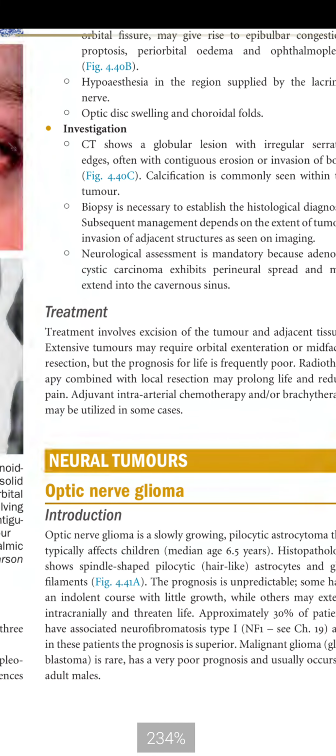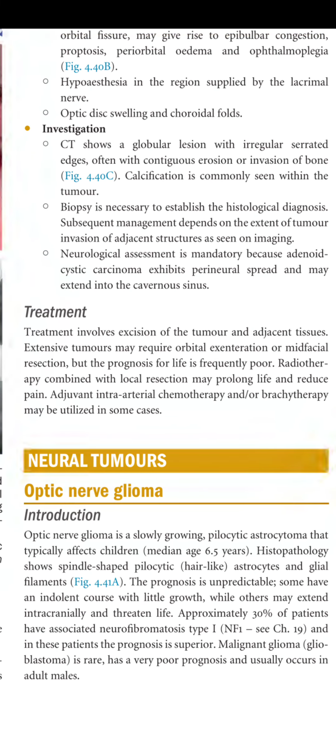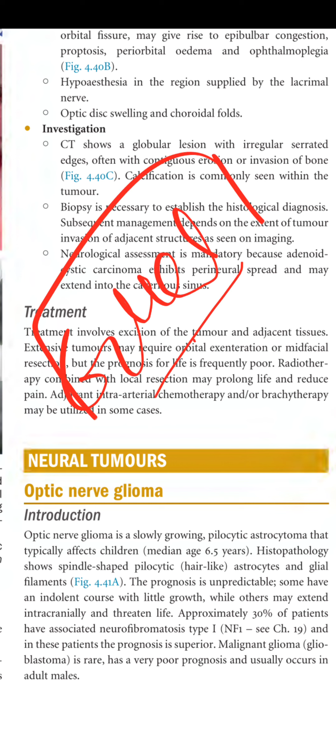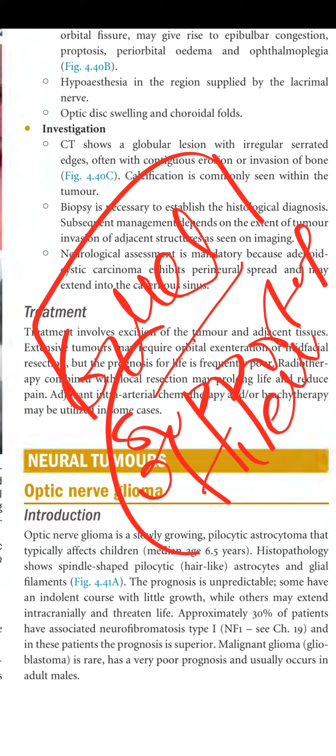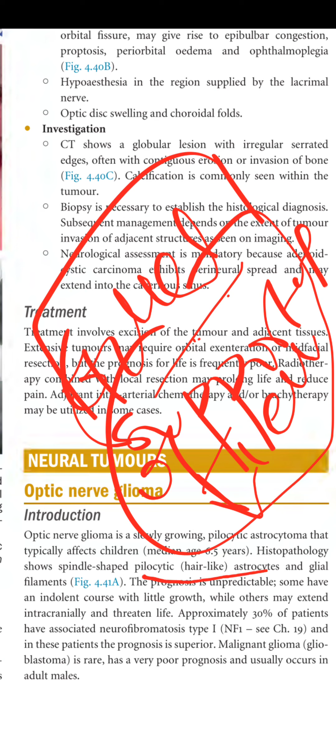So optic nerve glioma is a slowly growing pilocytic astrocytoma that typically affects children. Median age 6.5 years. Histopathology shows spindle-shaped pilocytic hair-like astrocytes and glial filaments. So there are glial tissues, and one of them is the astrocytes. Basically, these are the supporting cells of the nerve. So whenever there is a tumor or abnormal proliferation in it, it can cause the pilocytic astrocytoma. And what will it show? It will show the spindle-shaped astrocytes and glial filaments.